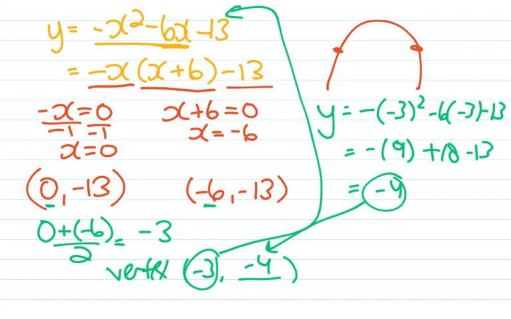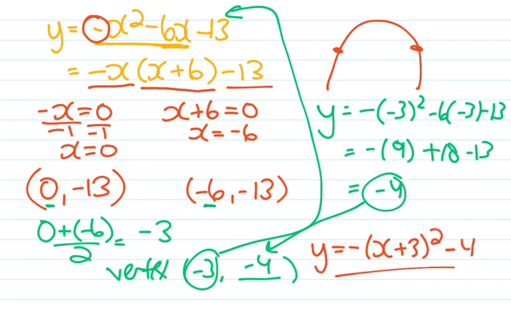So to put this into vertex form, I need to take the same a value, which is negative 1, or just negative, it's the same. x minus 3 is my h value, so that would be x minus negative 3, which would be x plus 3, squared, minus 4.